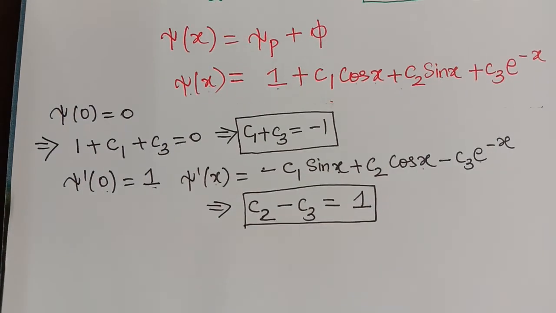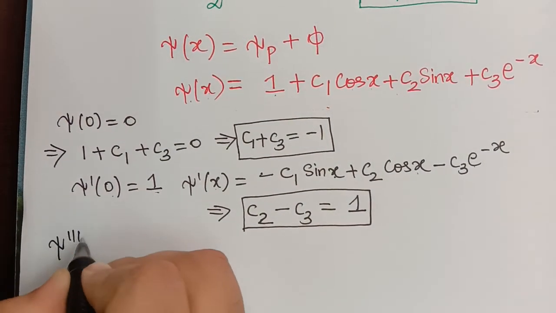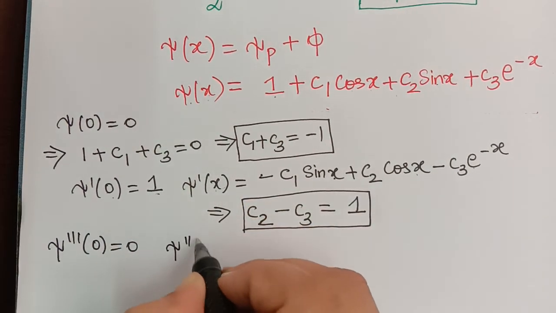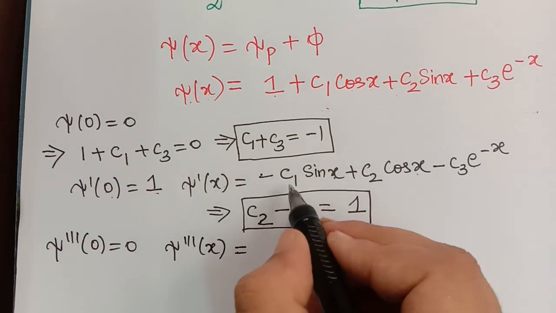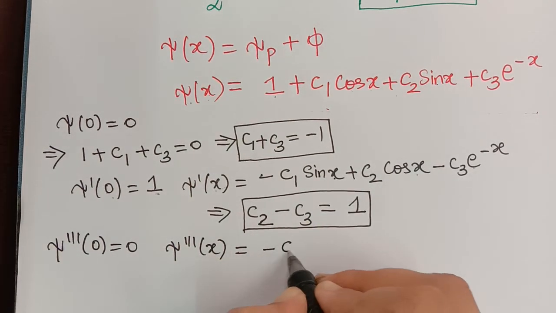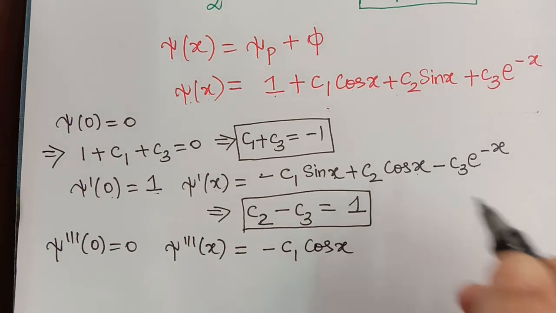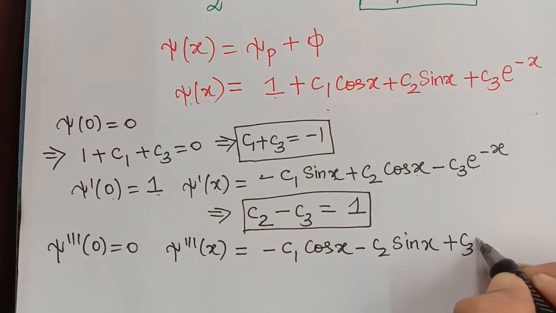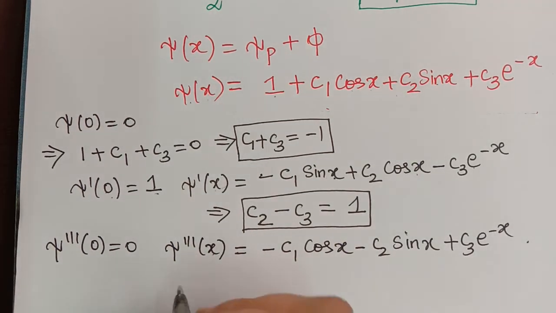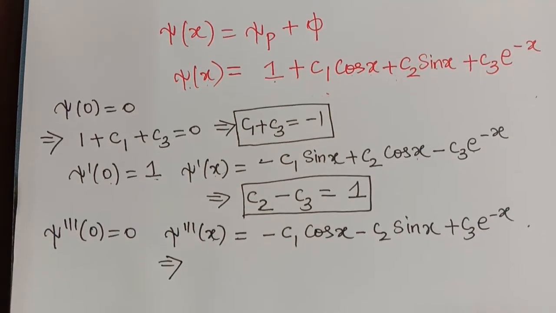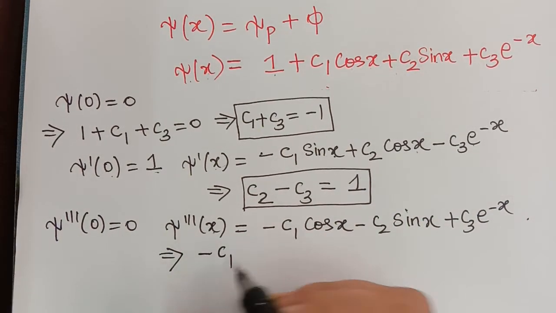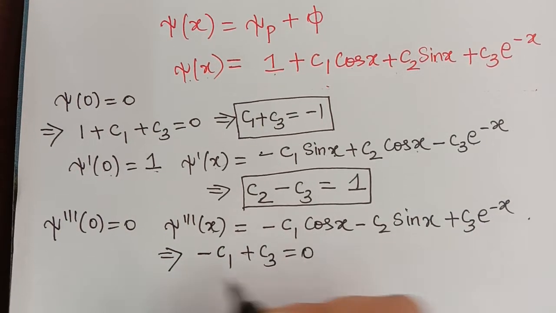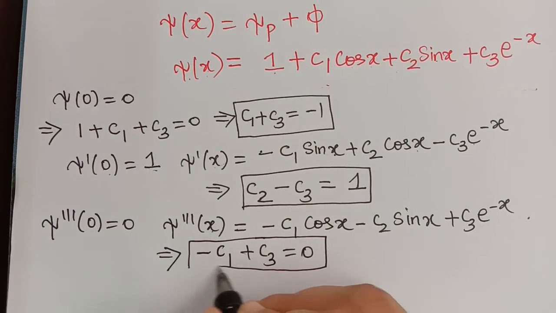The third initial condition given is xi triple dash of 0 is equal to 0. That is, we have to differentiate this again. So xi triple dash of x is equal to what? When we differentiate sin x, it becomes cos x. So minus c1 cos x minus c2 sin x, and then plus c3 e power negative x. Now if we put 0 here, cos 0 is 1, so minus c1, sin 0 is 0, e power 0 is 1, so plus c3 is equal to 0. So this is the third equation that we have.